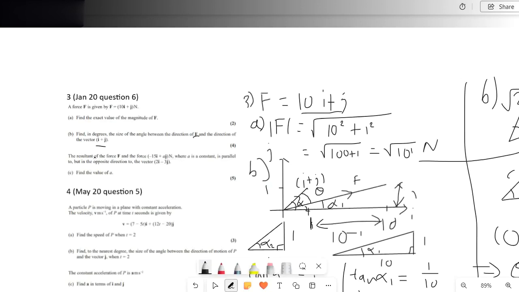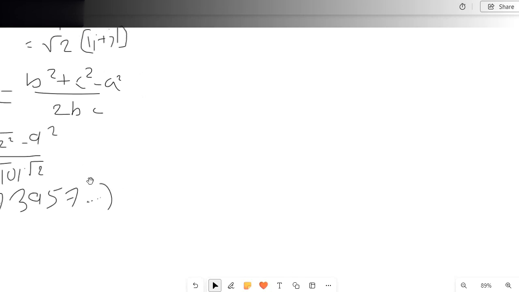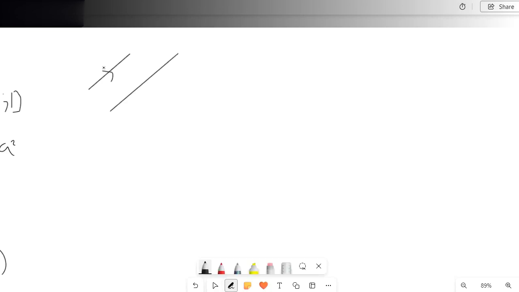For number C, the resultant of the force F and the force minus 15I plus AJ, where A is a constant, is parallel to but in the opposite direction to the vector 2I minus 3j. So as I mentioned previously, if we had two vectors A and B which were parallel to each other, we can say that A is equal to lambda B or A is equal to mu B, where mu and lambda are constants and scalar values.